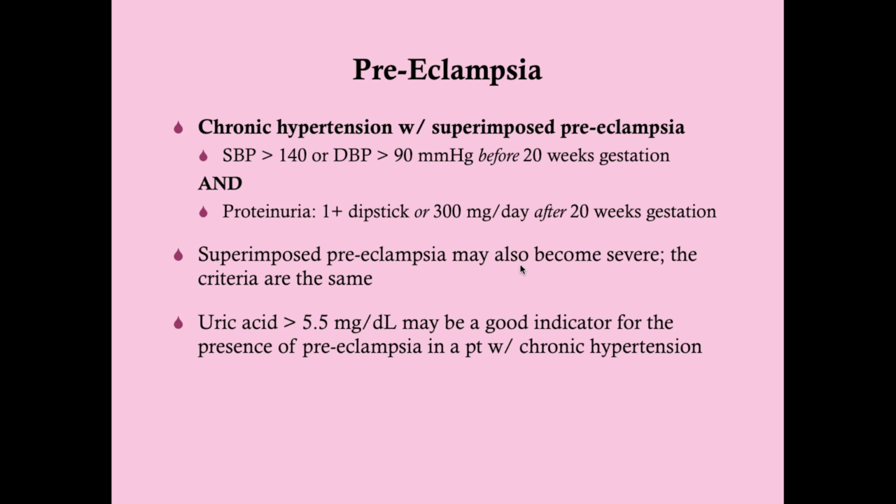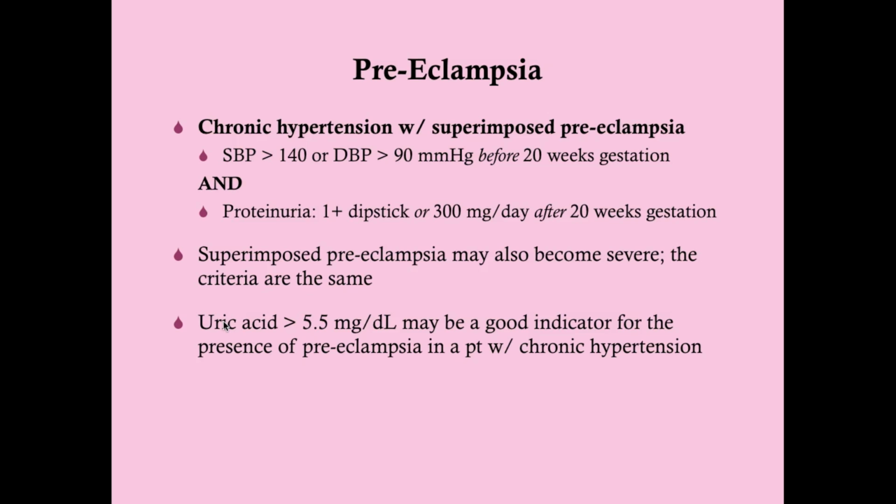Superimposed preeclampsia may also become severe, and the criteria are exactly the same. So if you go over 160 over 110, or you develop visual changes or pulmonary edema or all that stuff, then it's considered chronic hypertension with superimposed severe preeclampsia. So you can see this is really just a nomenclature thing.